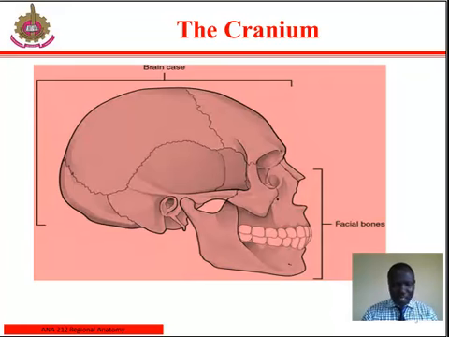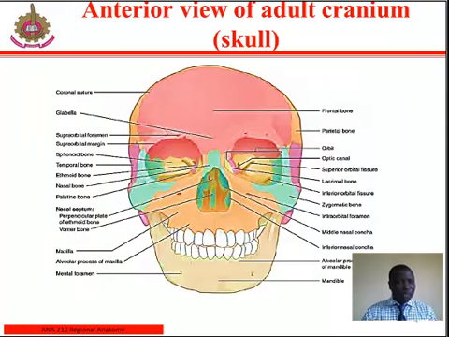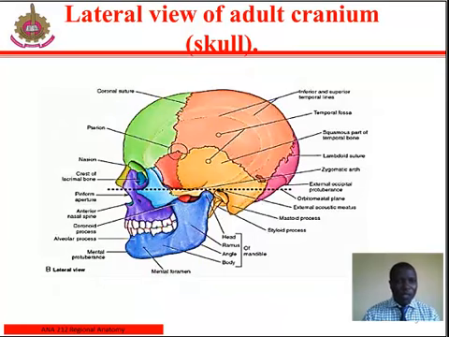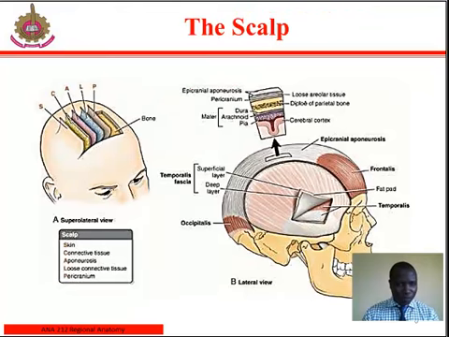In the adults, the skull consists of 22 individual bones, 21 of which are immobile and united into a single unit. The 22nd bone is the mandible, that is the lower jaw, which is the only movable bone of the skull. This is the anterior view of the adult cranium, and this is the lateral view of the adult cranium.